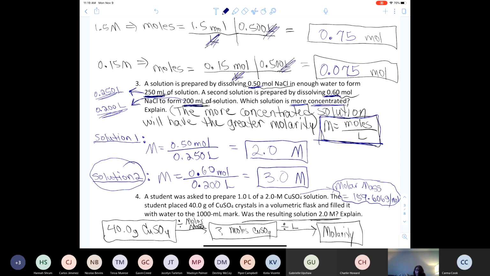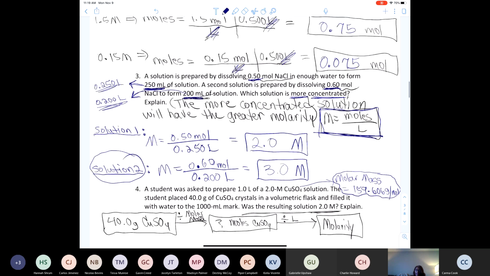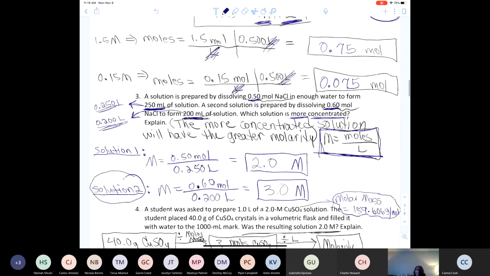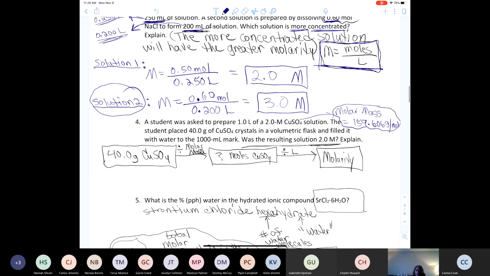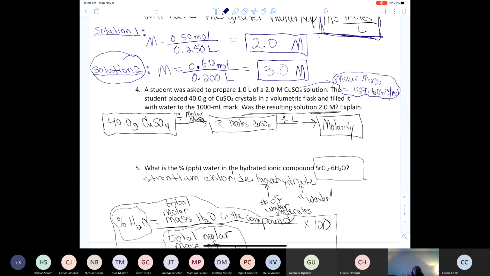So you can see the first 3 problems were molarity-based problems, but they can ask you a variety of different types of questions based on that one single concept. So question 4 is no different. It's a molarity-based question. A student in the laboratory has to prepare a 1 liter solution of copper sulfate, and the concentration of the copper sulfate solution must be 2.0 molarity. This is how the student prepared the solution.